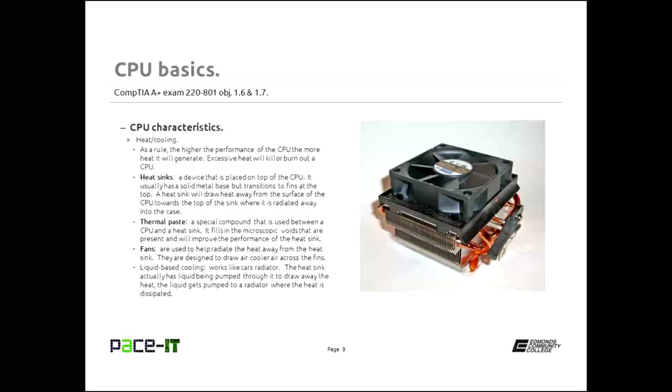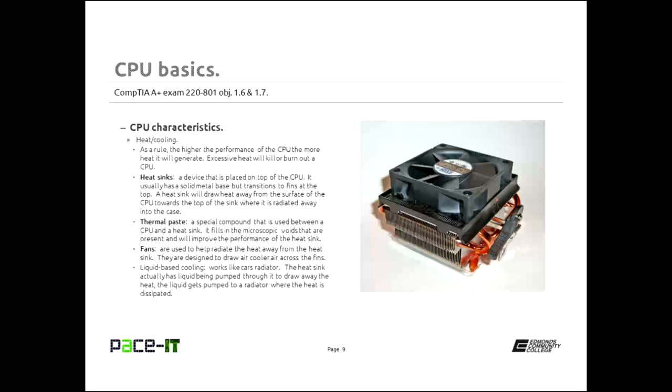Now, to improve the performance of a heat sink, we use thermal paste. Thermal paste is a special compound that is used between the heat sink and the CPU, and it fills the microscopic voids that are present due to the manufacturing process. It creates a better connection between the bottom of the heat sink and the top of the CPU. It makes the heat sink more efficient.